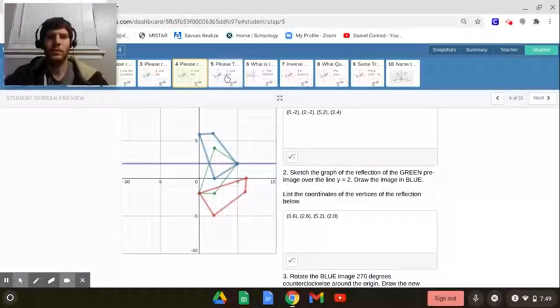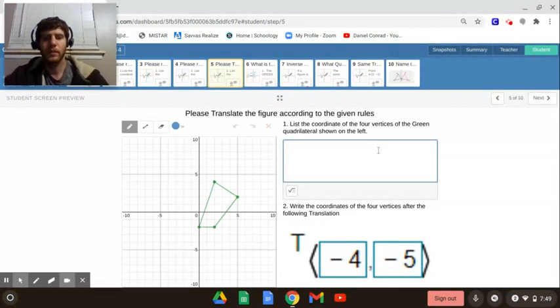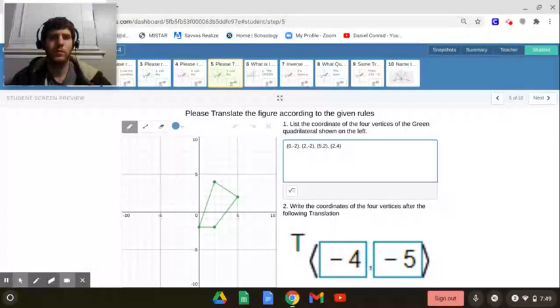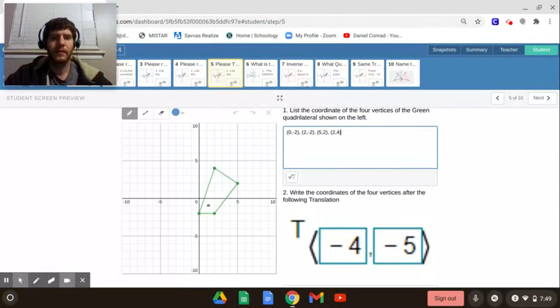Okay, the next one here, slide number 5, is translations. Again, we have the same original coordinates on our quadrilateral: 0, negative 2; 2, negative 2; 5, 2; and 2, 4. We're going to translate this according to the vector negative 4, negative 5. That means we're going 4 left and 5 down.